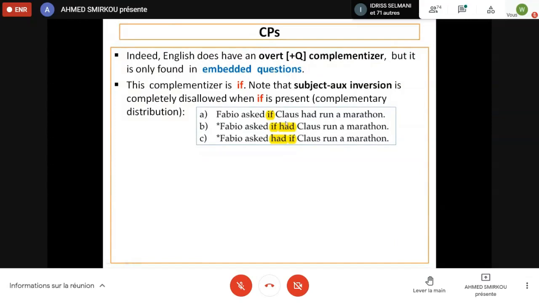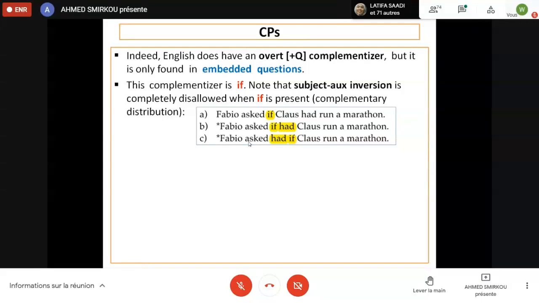But in indirect questions, when you say, John asked if, etc., there is a complementizer in questions, but these are not yes or no questions. These are embedded questions. We have it here, if. But how do we know that if is a complementizer? It is a complementizer because you cannot use subject aux inversion next to if. This is the reason why B and C are incorrect. For example, Fabio asked if had Clara. You see the subject auxiliary inversion? No, it should be Clara had, not had Clara. So B and C examples show that when you have if, you cannot use subject aux inversion.